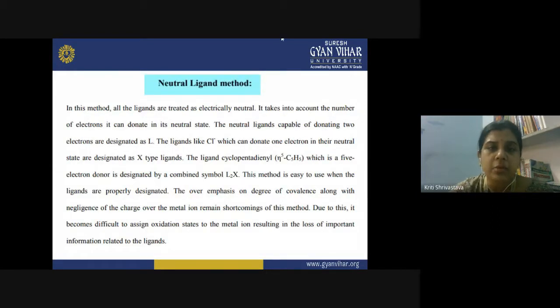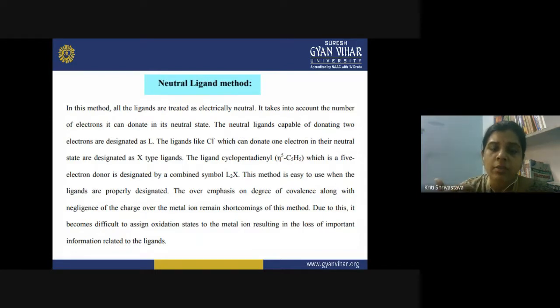First of all, see the neutral ligand method. In the neutral ligand method, all the ligands are treated as electrically neutral. Like in case of the carbonyl, the ligand is already neutral. So in the neutral ligand method, you treat the ligand as not containing any charge, and it takes into account the number of electrons that it can donate in the neutral state only. We know that the neutral ligands are capable of donating 2 electrons, and we call them the L type of ligand. Whenever the ligand is contributing 2 electrons, you consider it as the L type, and if the ligand is donating 1 electron, you consider it X type.